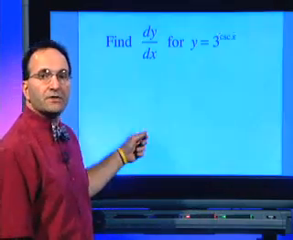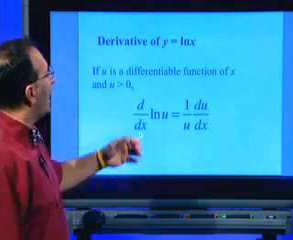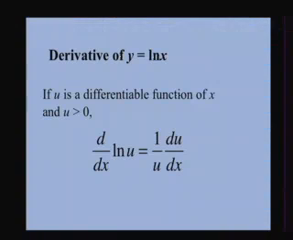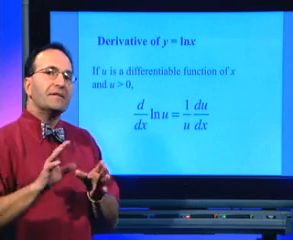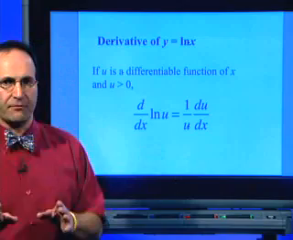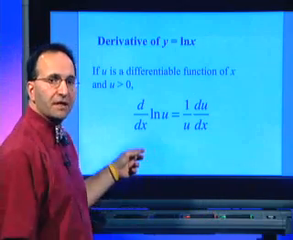Now what I'd like to do is take a look at the derivative of the natural logarithm. If u is a differentiable function of x and u is greater than 0, then the derivative of the natural log of u is equal to 1/u times the derivative of u, du dx. If the base of the logarithm is any base other than e, the rule is slightly different. So let's take a look at that particular case.